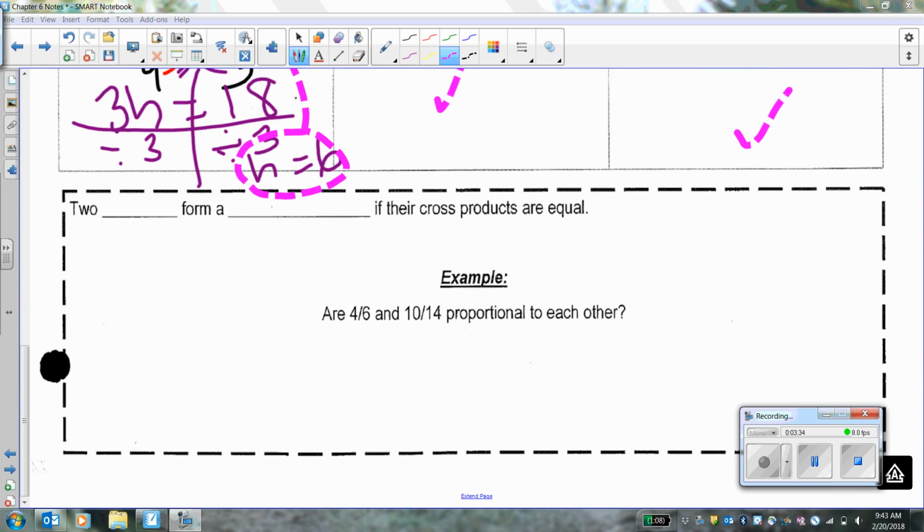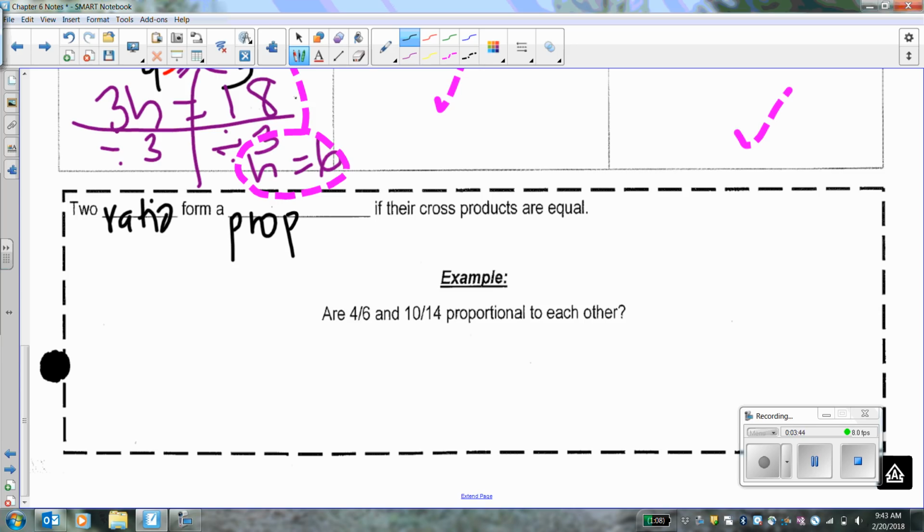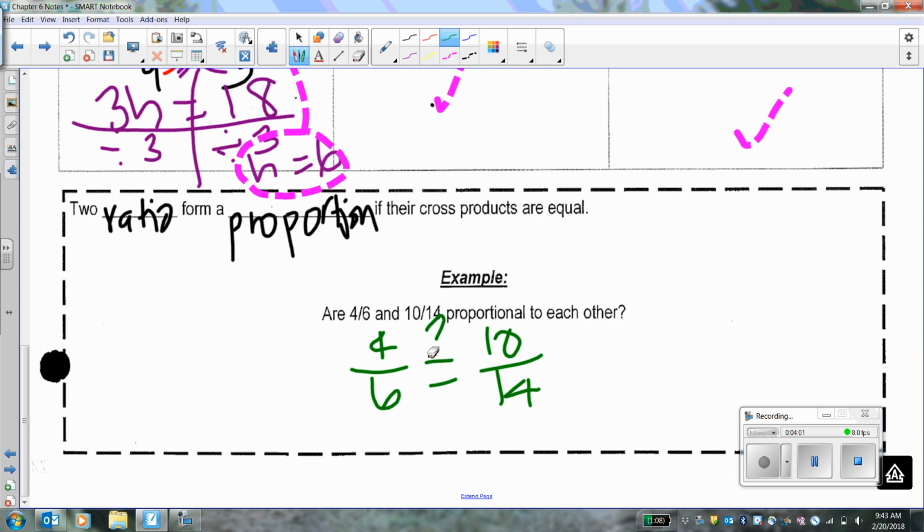All right, so now we're going to talk about how you know if ratios can form a proportion, or if they're proportional. So 2 ratios form a proportion if you can cross multiply and they're equal. So you're still going to cross multiply, but you're not going to have to do the division part. So 4/6, is it proportional to 10/14? That is the question. So all you're going to do is cross multiply.